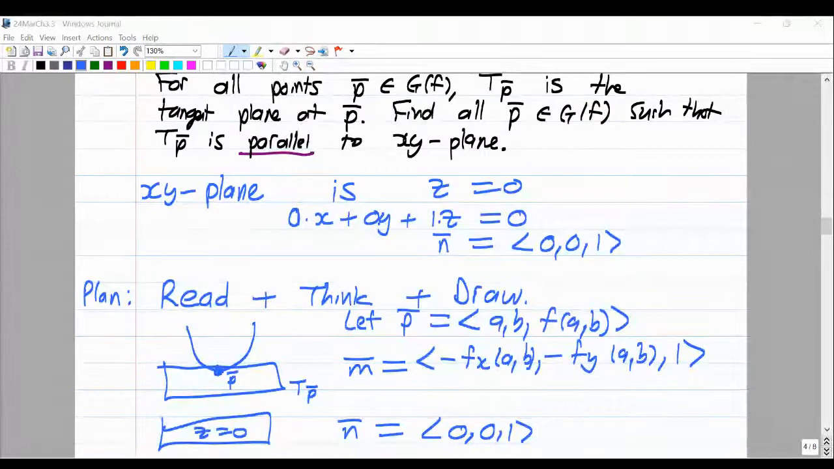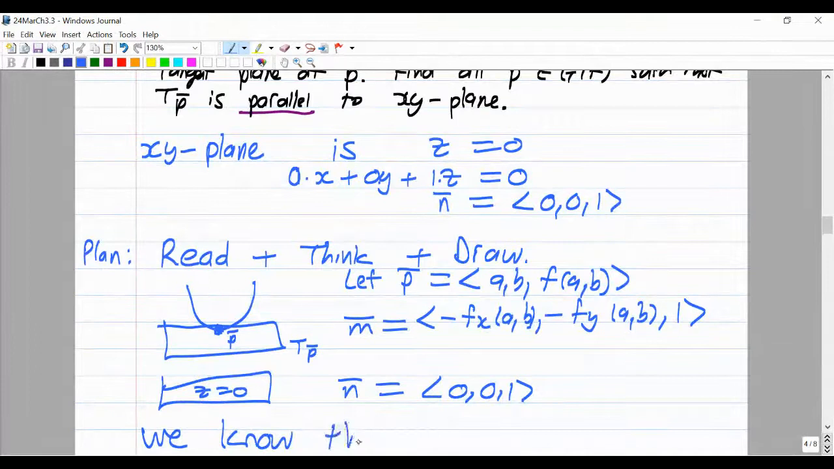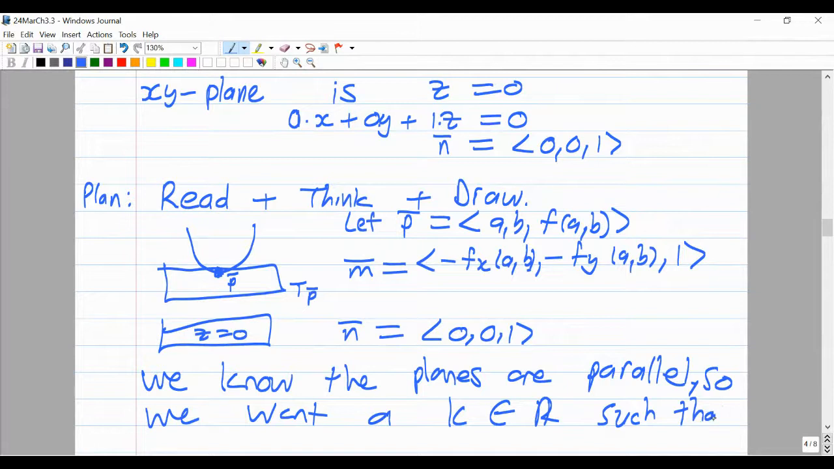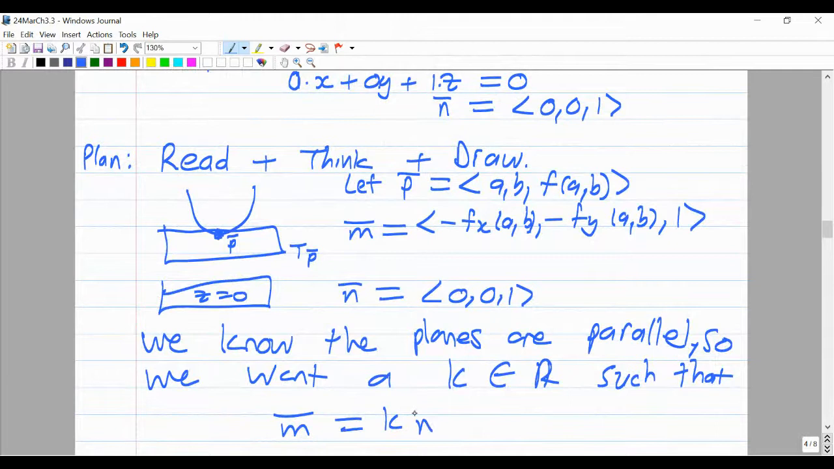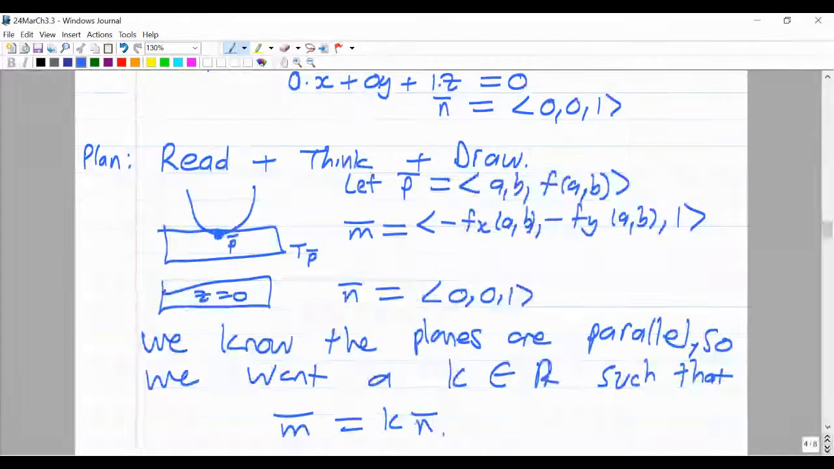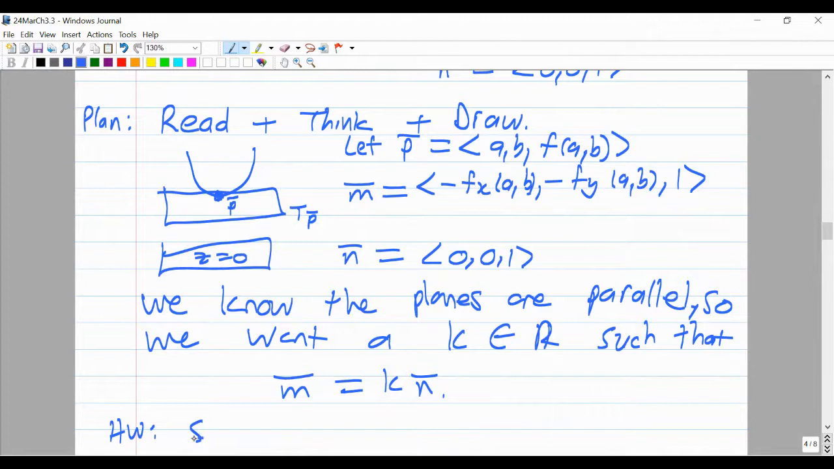And so we know the planes are parallel. We want a K, which is a real number, such that M is equal to K times N. This is very important. Two planes are parallel if their normals are scalar multiples of one another. I'm stopping here. Your homework this weekend is to set up the system and solve for a, b, and K.